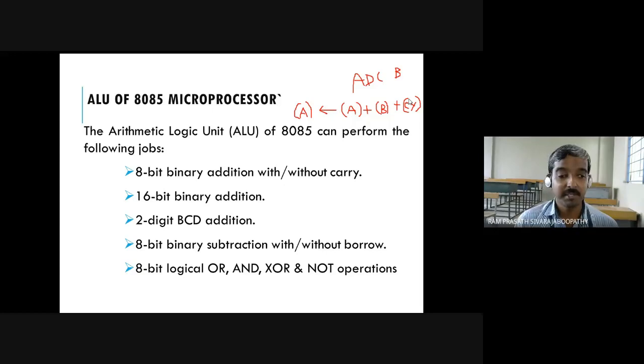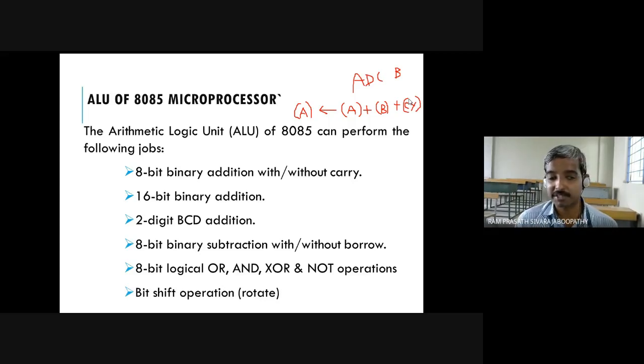Then 8-bit logical operation: AND, OR, XOR, NOT operation. Okay, so ரெண்டு 8-bit டேட்டாவை ஒரே நேரத்தில் நான் என்ன பண்ணலாம்? Perform logical AND operation or OR operation, XOR operation, NOT operation, எது வேணா perform பண்ணலாம். Clear? Then bit shift operation, rotate operation.